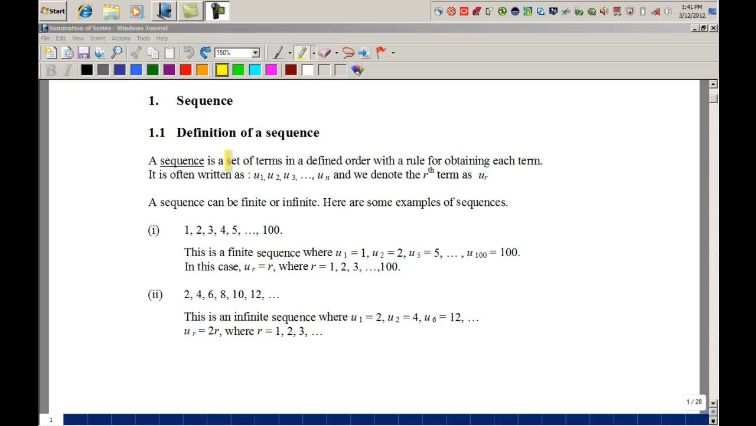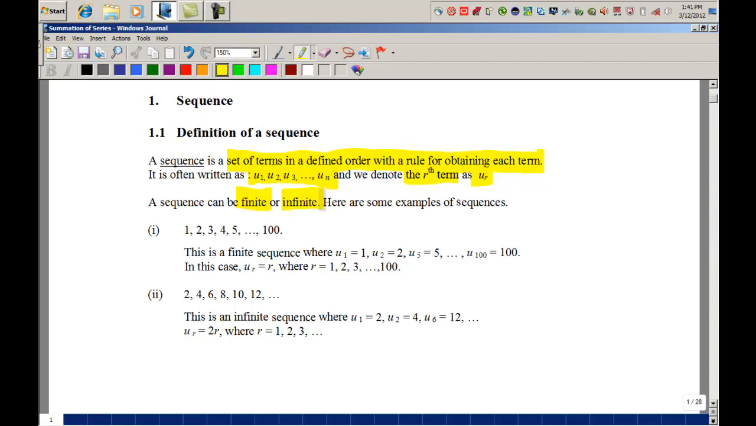The first part of this new chapter deals with definitions that we have seen before in the previous chapter. A sequence is a set of terms in a defined order with a rule for obtaining each term. It's often written like this: U1, U2, U3 all the way onwards. And we denote the rth term as UR.